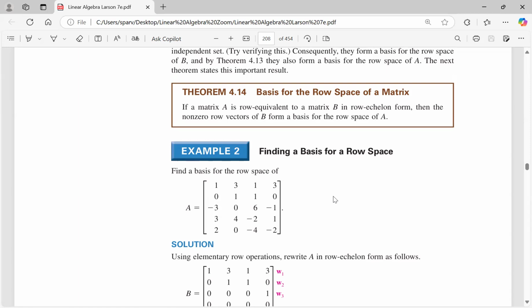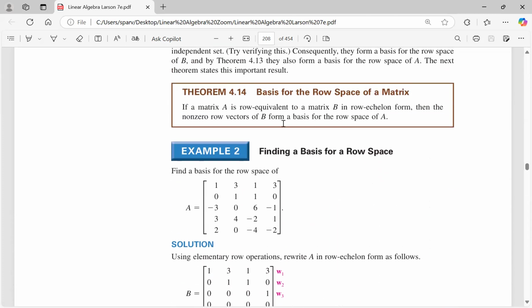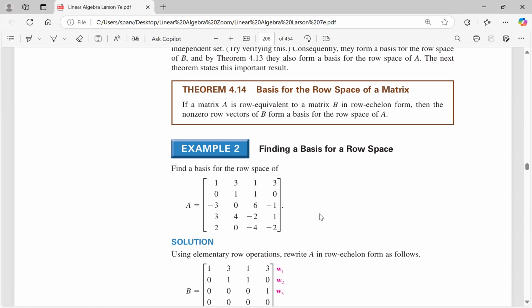Okay, now let's go to our next theorem. So again, one last time, to find a basis for the row, not column, row space, you write the matrix in row echelon form. Now remember, by the way, I mentioned earlier too, bases are not unique. So what if instead of row echelon, we go to reduced row echelon? That could happen. If you go to reduced row echelon, you can also do this.